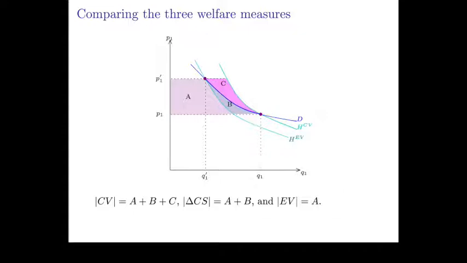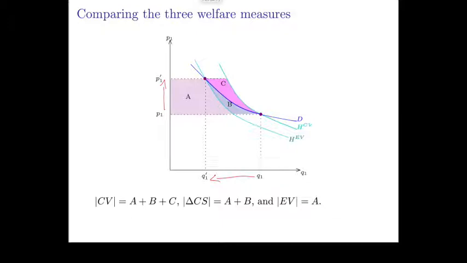So let's first draw the demand curve. This is the demand curve for the consumer. And let's contemplate an increase in the price from P1 to P1 prime. That's going to be associated with a decrease in the consumption from Q1 to Q1 prime. We're just going to follow the demand curve from here to here.